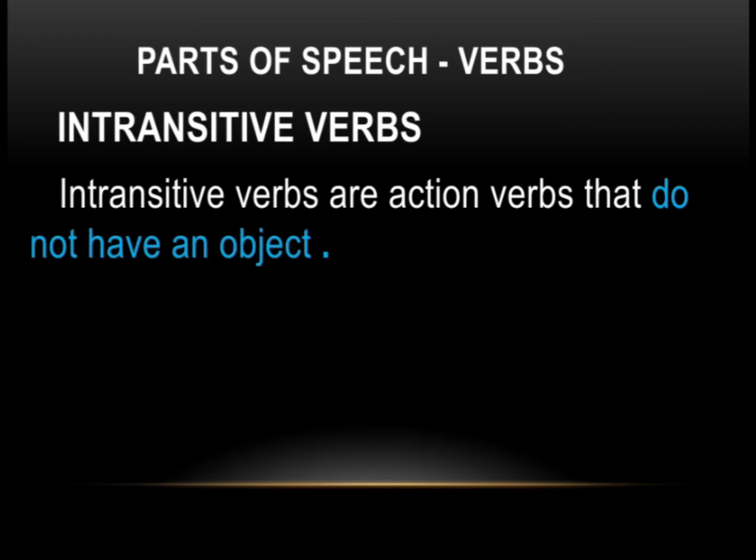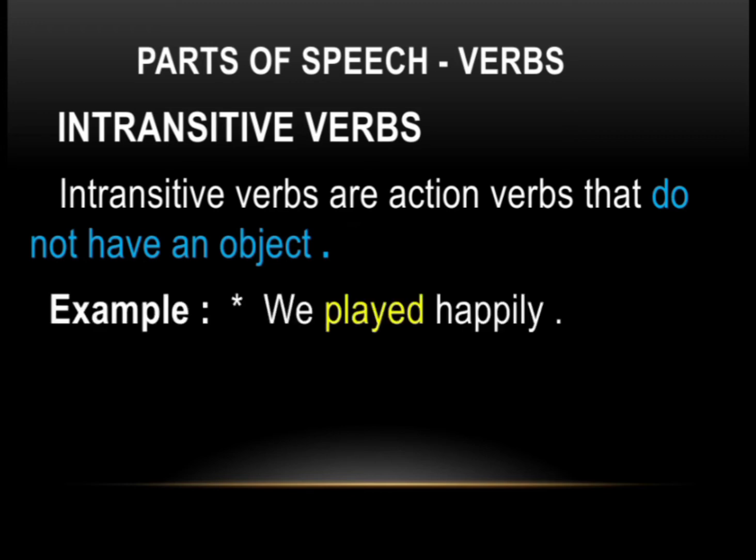What are intransitive verbs? Intransitive verbs are action verbs that do not have an object. That is, a verb that is not followed by an object is an intransitive verb. Example, we played happily. In this sentence, played is the verb and there is no object.